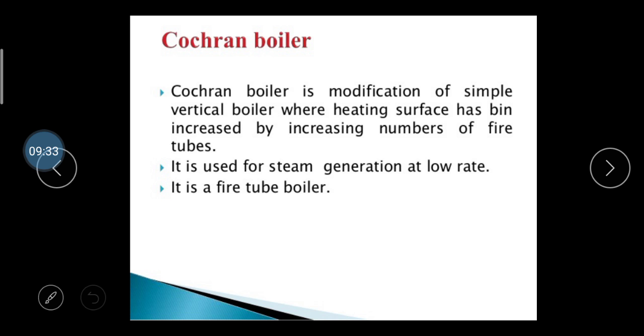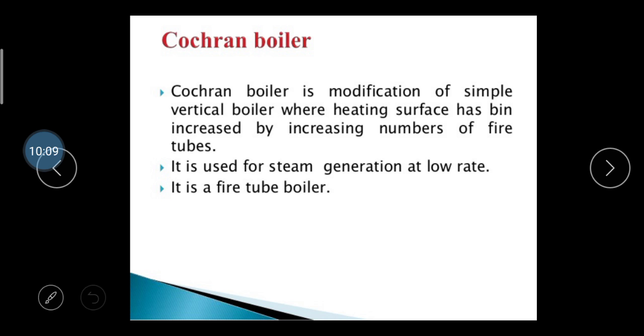Okay. So here is the Cochran boiler. The Cochran boiler is a modification of the simple vertical boiler where the heating surface has been increased by increasing the number of fire tubes. When the fire tubes increase, the heating surface increases. It is used for steam generation at a low rate. It is a fire tube boiler. Here is the simple introduction about the Cochran boiler.